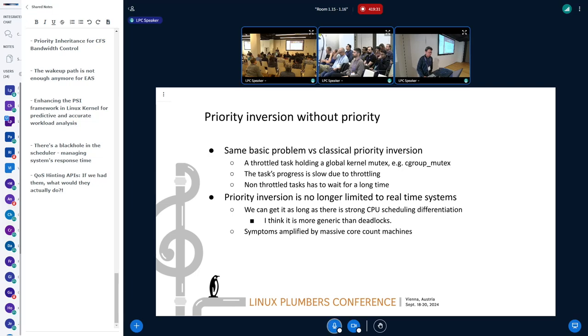The priority inversion without priority problem is similar to classical priority inversion at its core. Normal tasks are considered high priority, and throttled tasks are considered low priority. So if a throttled task is holding a shared mutex, it may hold the mutex for a while due to slow progress, and the normal task would have to wait. In the end, we can get into priority inversion as long as we have shared resources and scheduler differentiation, which can be anything. It makes priority inversion more generic than deadlocks happening from servers to futexes.